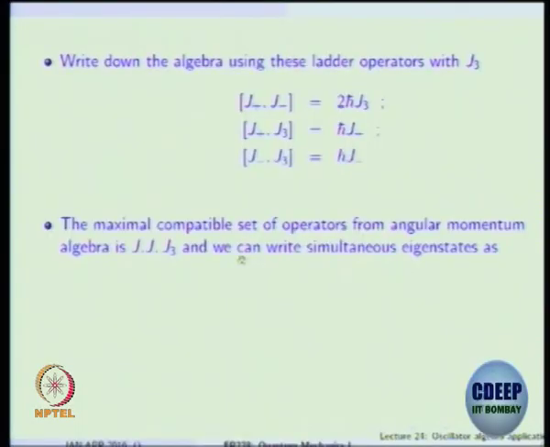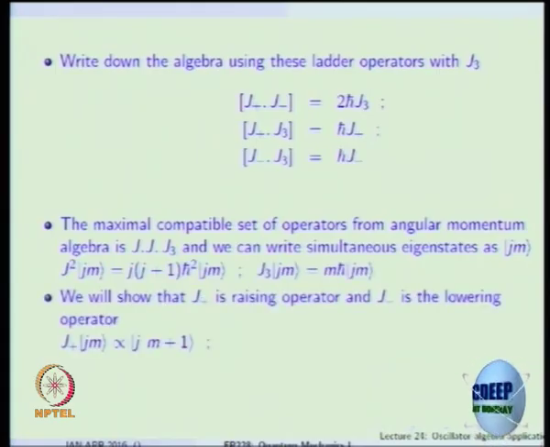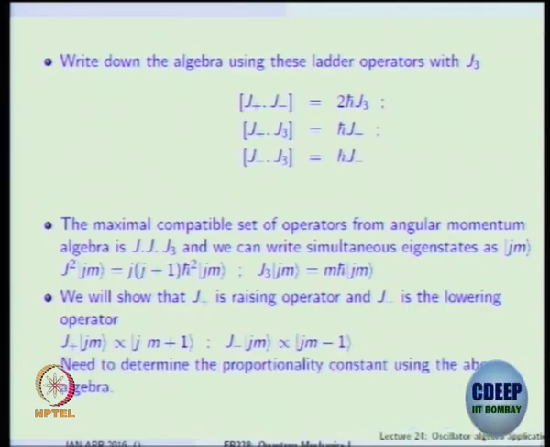So these are things I've said except for this negative sign which is here. All the other things are fine. And we can write simultaneous eigenstates |j,m>, which is an eigenstate of J squared and J3, and we will show that J plus is a raising operator and J minus is a lowering operator. This also you can see from this algebra, as I was trying to tell you. Only the proportionality constant has to be figured out using the above algebra.